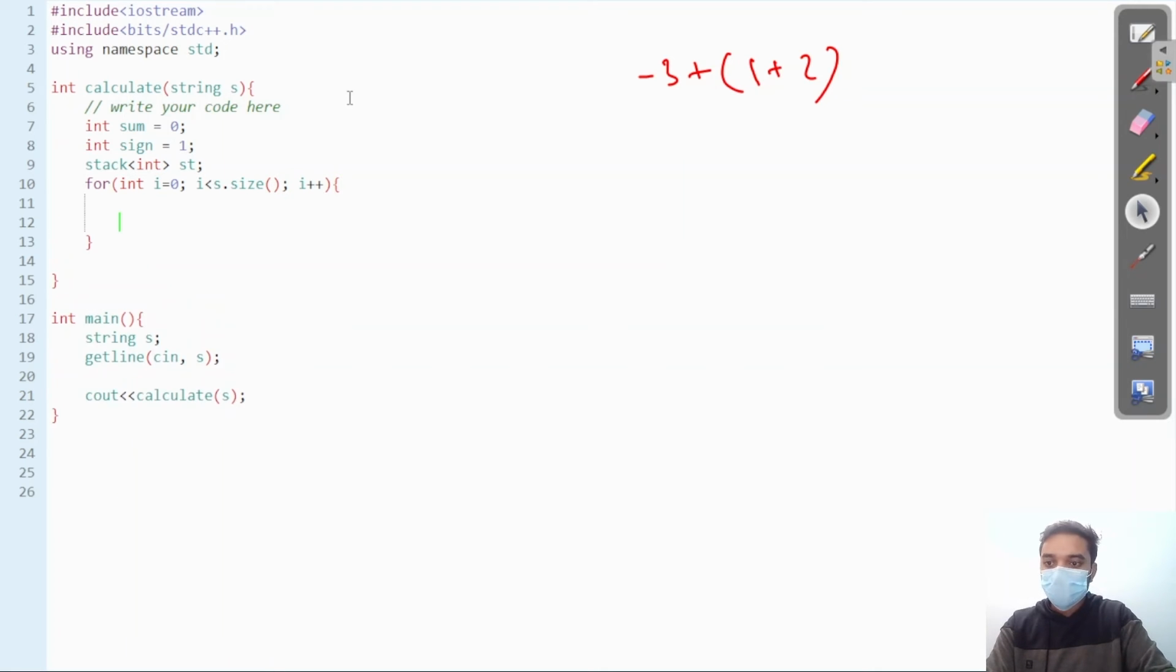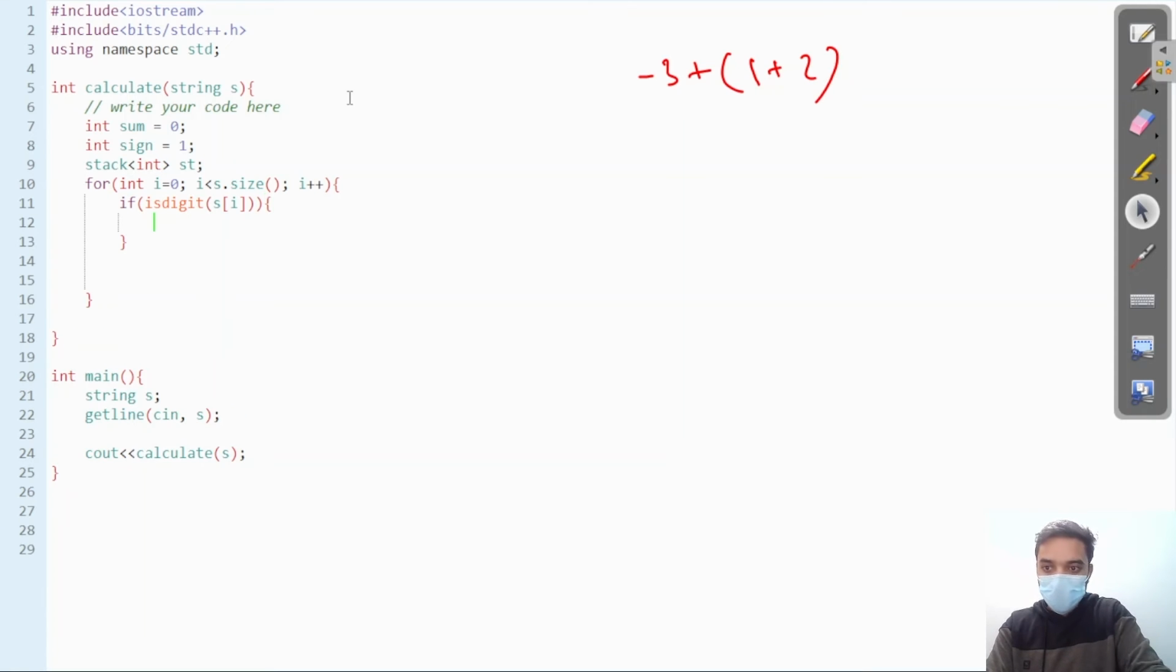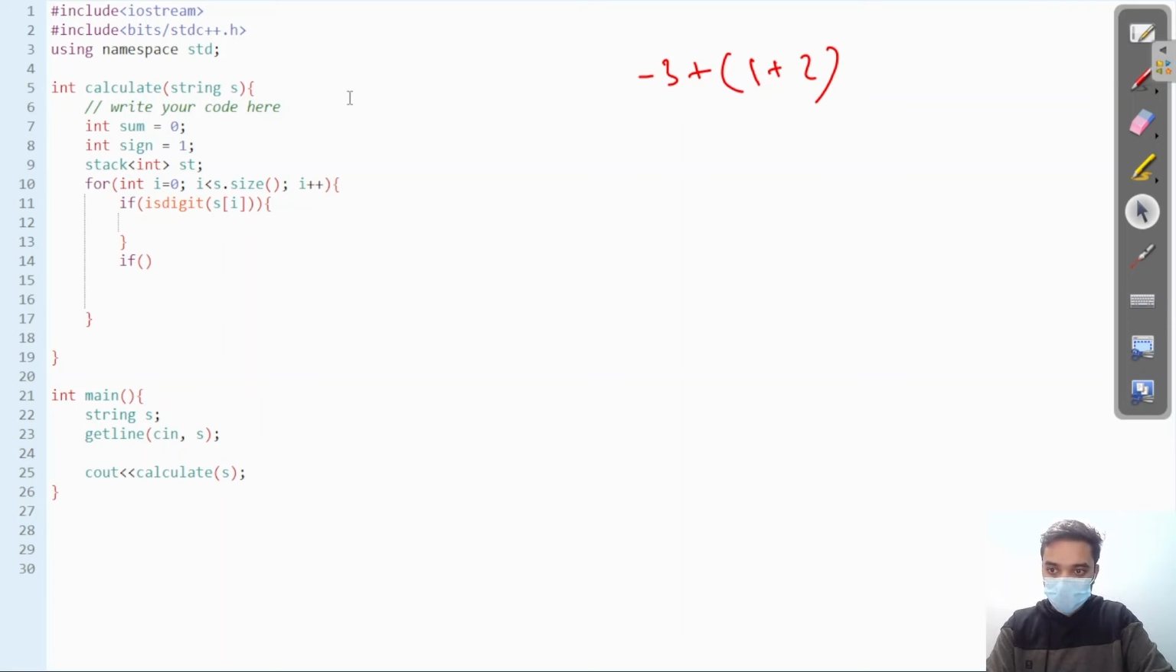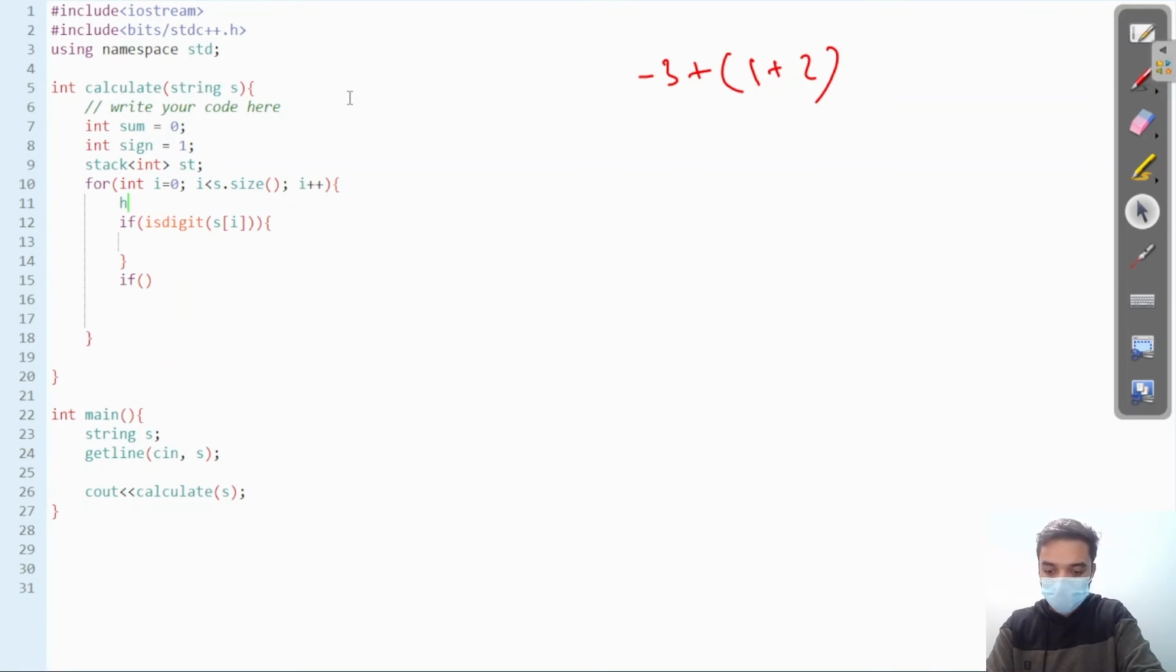Fine. Initially, firstly we have to check if my character is digit or not. Okay, I'm going to check if my character is digit or not, so that will be s of i. Fine. If it is true, then I have to do something. Fine. I'm just going to say that my char ch is equal to s of i.